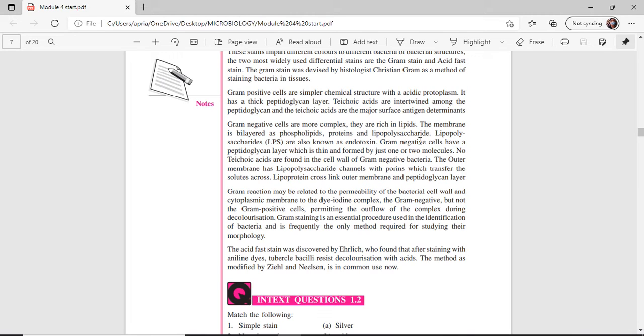Your lipopolysaccharide or LPS: the L is lipo, the P is poly, and the S is saccharide. Lipopolysaccharides are also known as endotoxin. Gram-negative cells have a thin peptidoglycan layer formed by just one or two molecules. No teichoic acids are found in the cell wall of gram-negative bacteria. The outer membrane has lipopolysaccharide channels with porins, which transfer solutes across the lipoprotein cross-linked outer membrane and peptidoglycan layer.